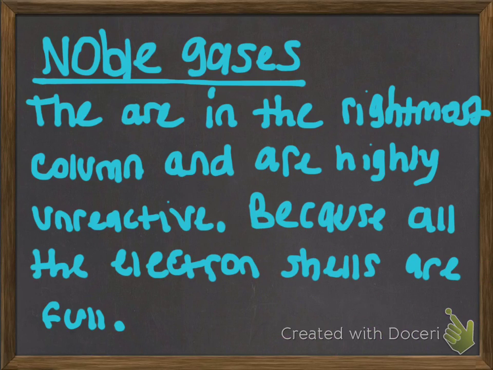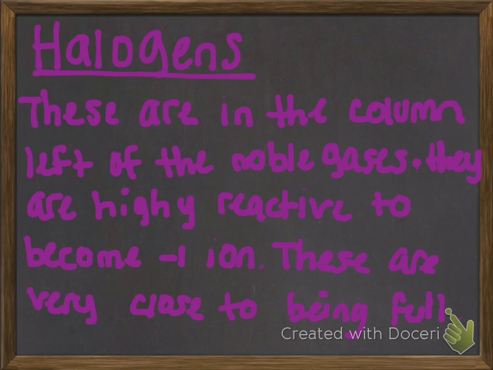The noble gases. These are the rightmost column that we talked about. They have no charge, but they are highly unreactive because they have electron shells that are full. Halogens. These are in the column left of the noble gases, the -1 charge column. They are highly reactive to become -1 ion. These are very close to being full, so like the alkali and alkaline metals, they are highly reactive.